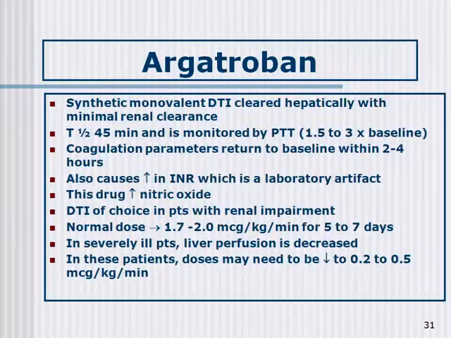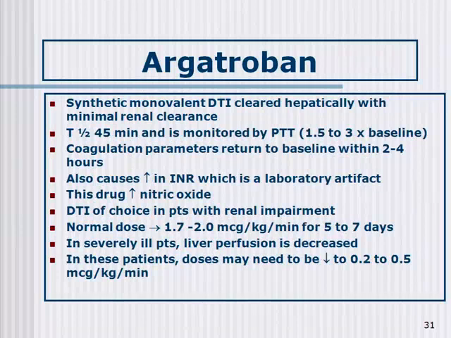Argatroban is one of the drugs that we use a fair amount for patients with a history of HIT outside of the cath lab, so if they're in the intensive care unit in particular. It's a synthetic monovalent direct thrombin inhibitor that's cleared hepatically, minimal renal clearance. 45-minute half-life. The PTT is the way to monitor these drugs. Stop argatroban and coagulation factors return to normal within 2 to 4 hours.